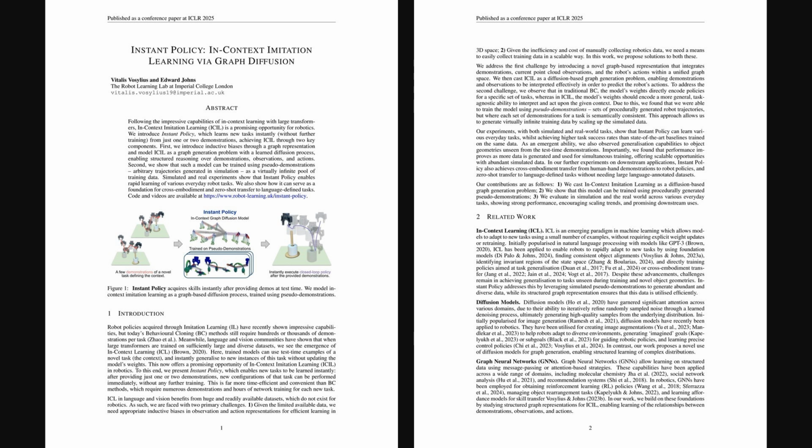Alright, so we're looking at an interesting ICLR conference paper published just over 3 months ago, back in January, titled Instant Policy, In-Context Imitation Learning via Graph Diffusion. This paper tackles the challenge of teaching robots new tasks quickly, proposing a way for them to learn almost instantly from just one or two examples, without lengthy retraining.